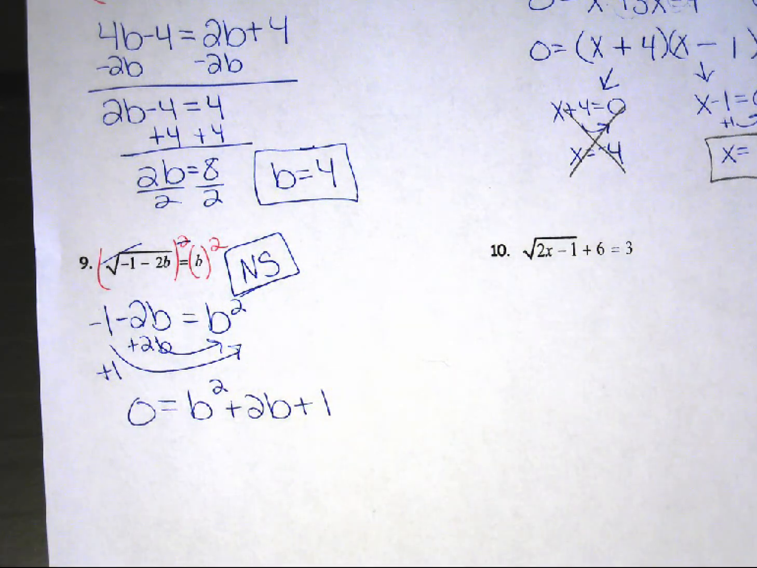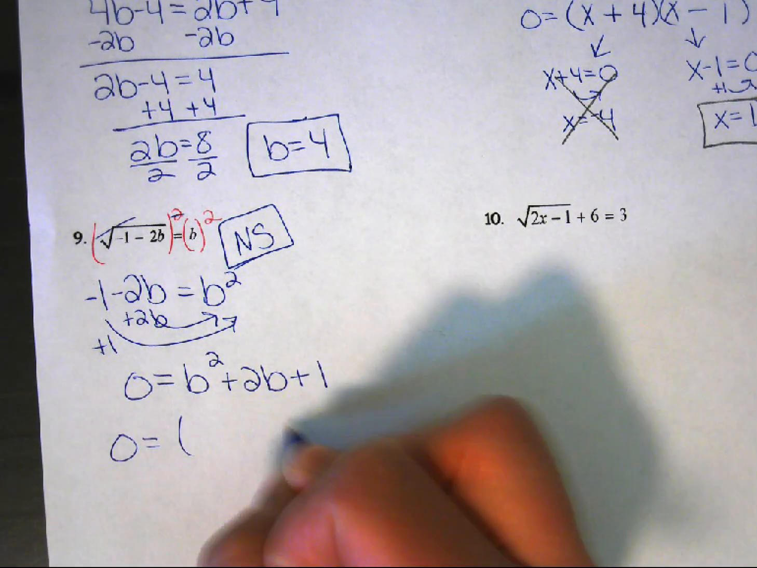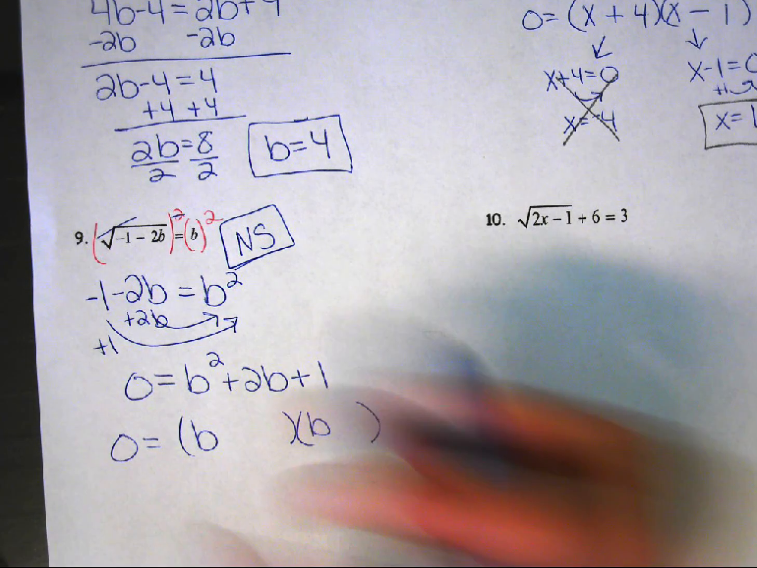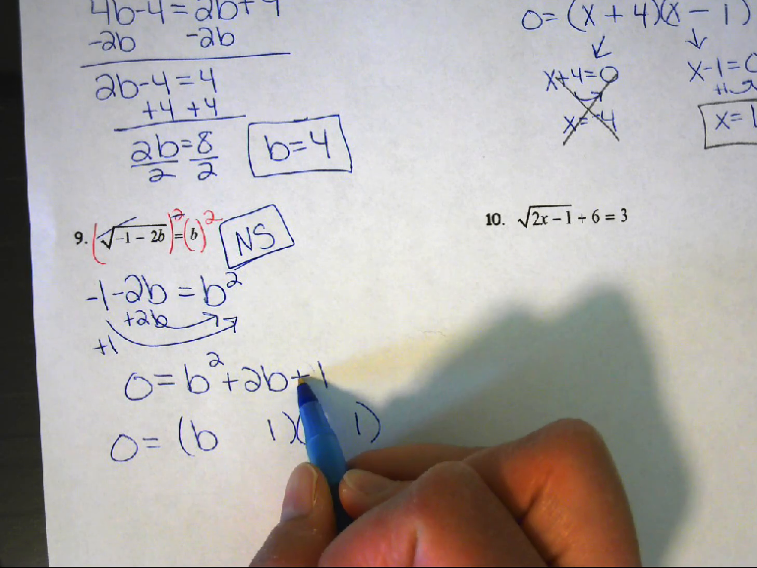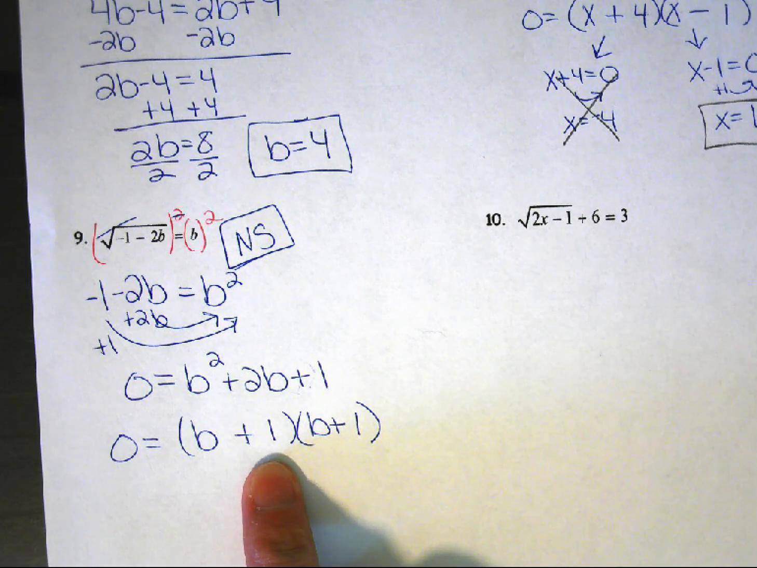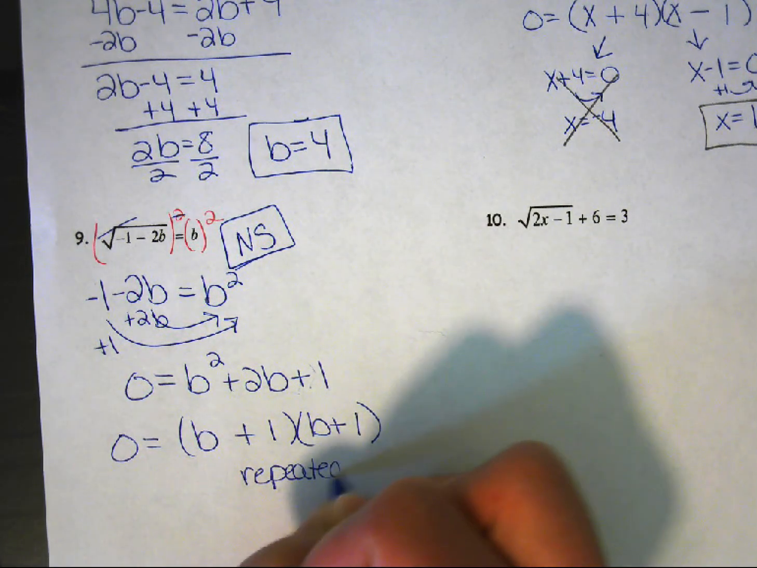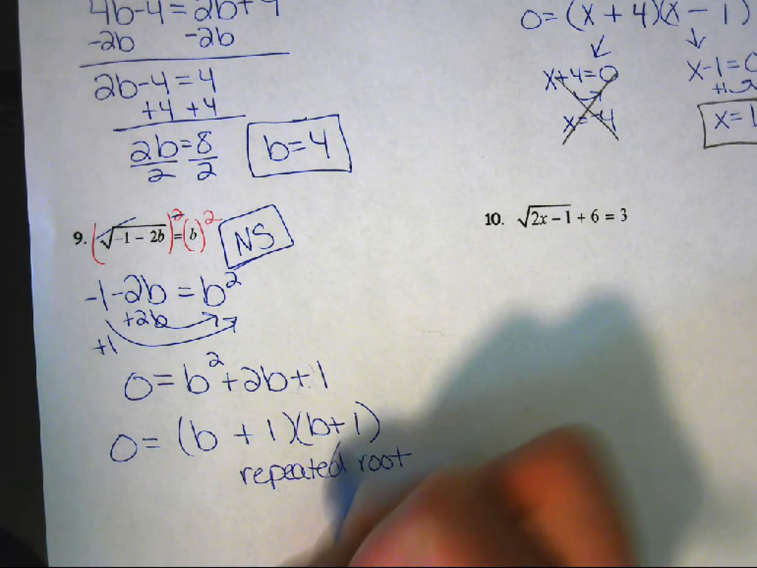So there's my trinomial. Now, if we factor this, we get b times b. Now 1 is prime, so it's only 1 times 1. And this tells me my symbols are the same, and so when I look back, they're both plus. Now notice my parentheses are the same. So we call this a repeated root, which is okay. It just means that there's only 1. So you don't have to solve both. You just solve one of them.